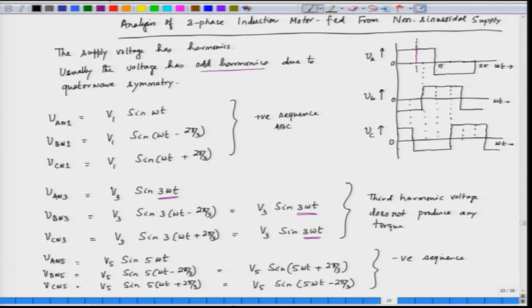So, the fifth harmonic voltages will result in negative sequence voltages, that is the rotation is not A B C, but from A to C to B. So, this is how the various harmonics produce their respective field in the air gap of the induction motor. So, we will continue discussing this, the effect of harmonics on the operation of induction motor, in the next class.